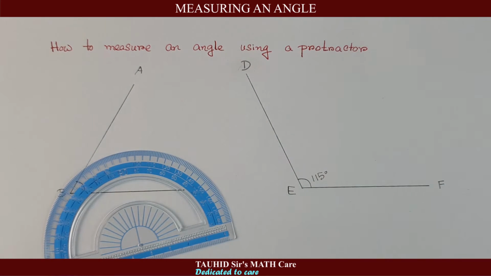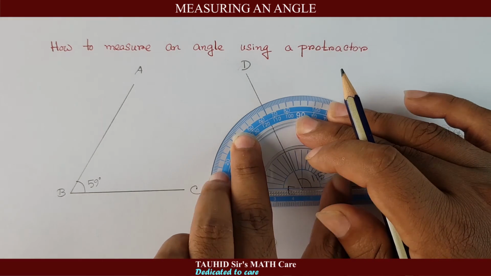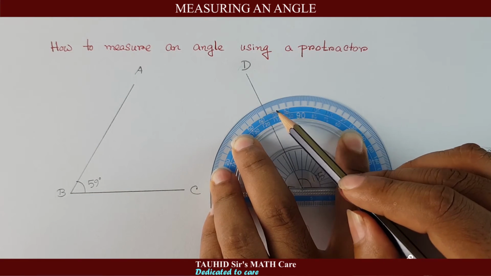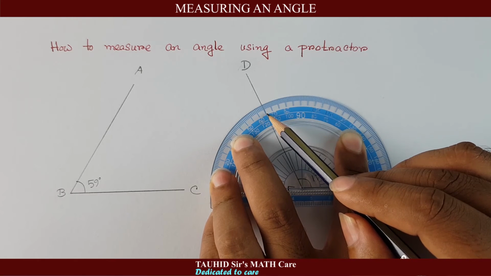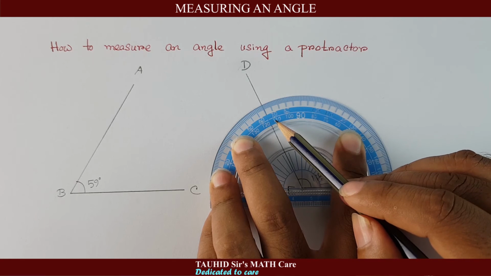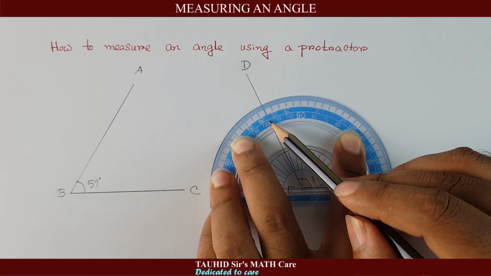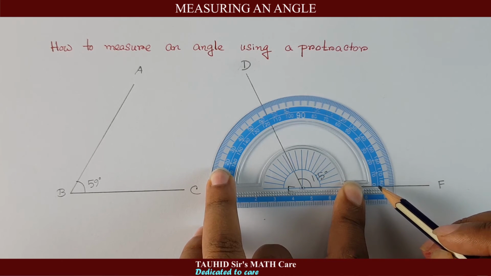While calculating this angle, a question may arise in your mind. What's that question? You can see here that if I follow these marks, this angle will be noted as 65 degree. But if we follow these marks, then it will be 115 degree. So which mark should I follow? I will follow that mark which started from 0.